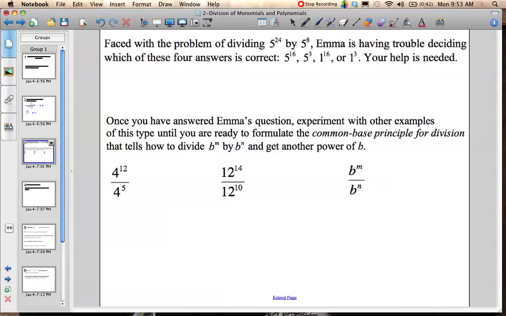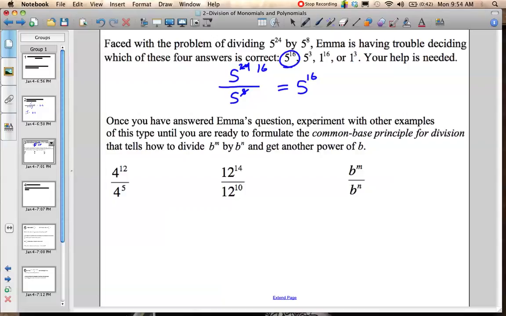Okay, Emma's got more work to do. 5 to the 24th, which means 24 5's written across the top, divided by 5 to the 8th. And we want to simplify that. Well, let's see. If we have 24 5's on top, I can cancel 8 of those on top with the 8 on the bottom. And I'm going to get 16 of them left. So my answer should be 5 to the 16th.